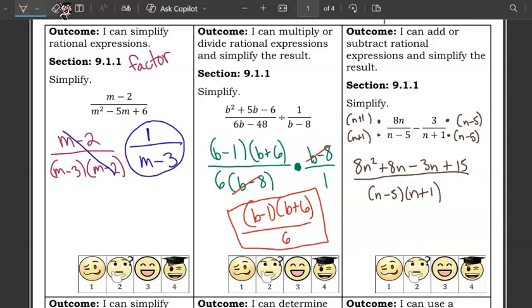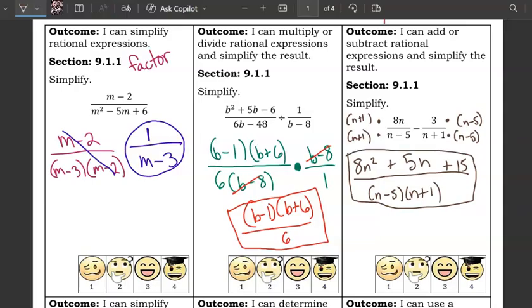Let's combine those like terms. 8n minus 3n is 5n. Check to see if we can factor this. And if not, that would just be the answer there. If we could factor it, we would go back to the steps on the first example here.